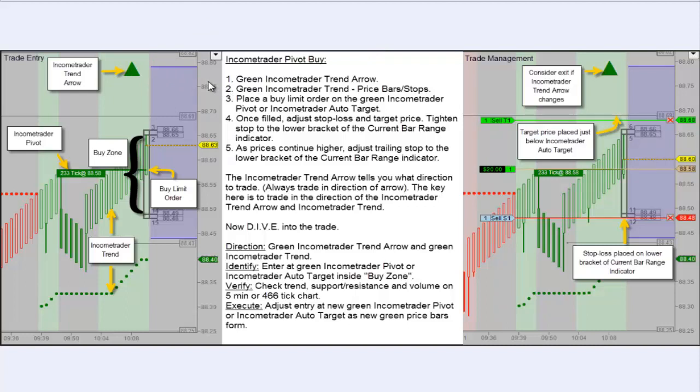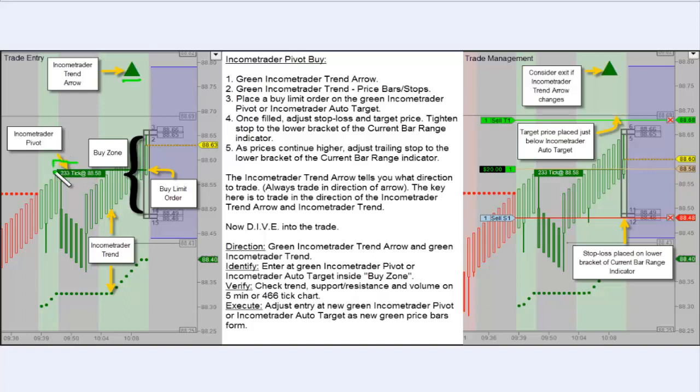So in our example here, we have two charts. The chart to the left is our trade entry. The chart to the right is our trade management. Before we get into that, we'll quickly go over what's on the chart so you have an idea what I'm referring to. Here's our Incometrader trend arrow.